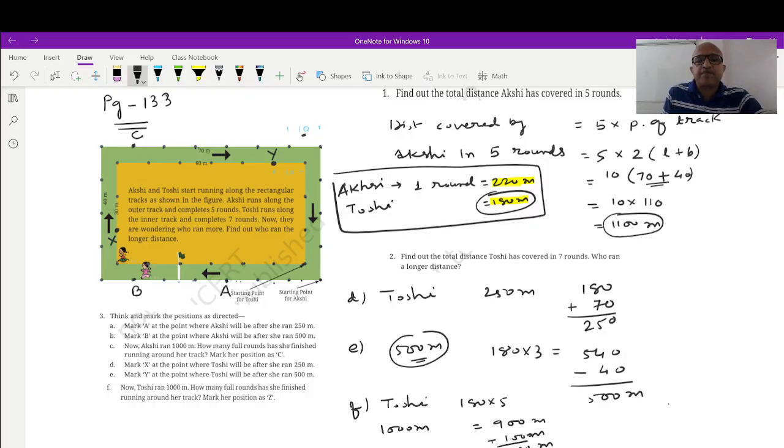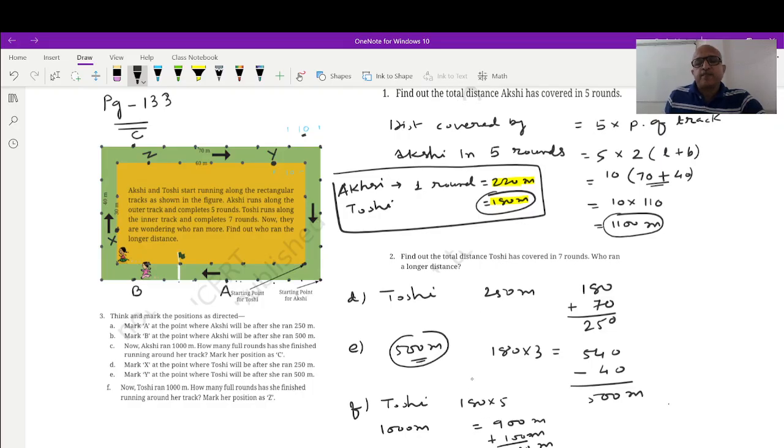We are doing plus. Plus means we'll move in the same direction. Right? So 100 we will add. So 10, 20, 30, 40, 50, 60, 70, 80, 90 and 100. So that means this is the Z.